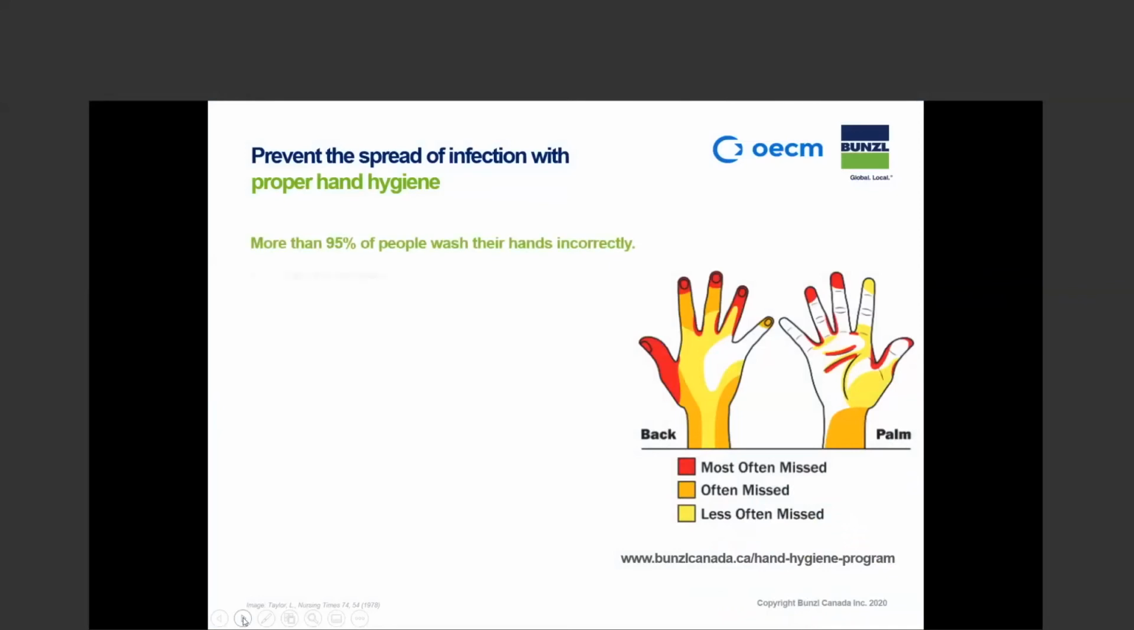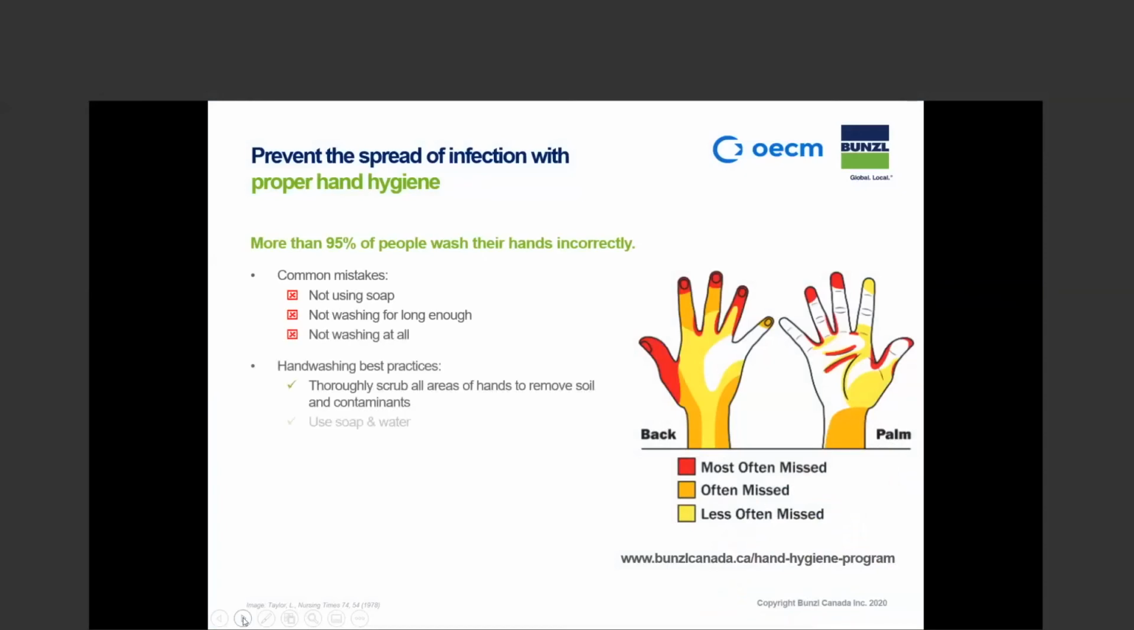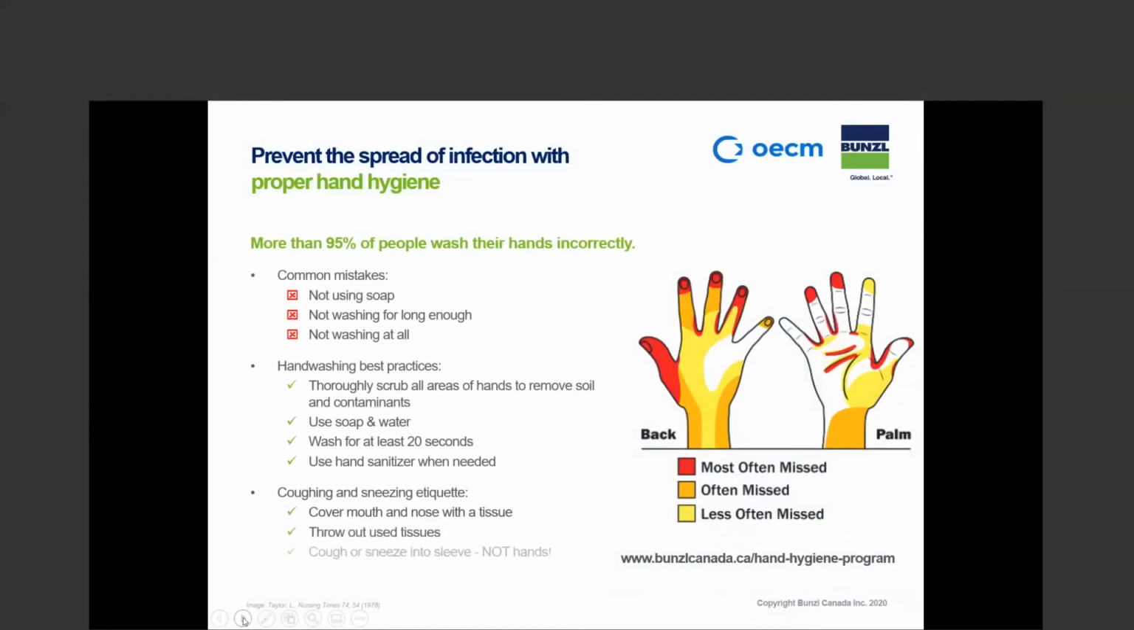You know, the biggest thing we talk about, again, going back to the first of this presentation, is proper hand hygiene. Can't stress it enough. This is a statement from some studies that have come out. More than 95% of the people wash their hands incorrectly, which is a pretty scary thing, right? Not using enough soap, more often than not, not washing for long enough.